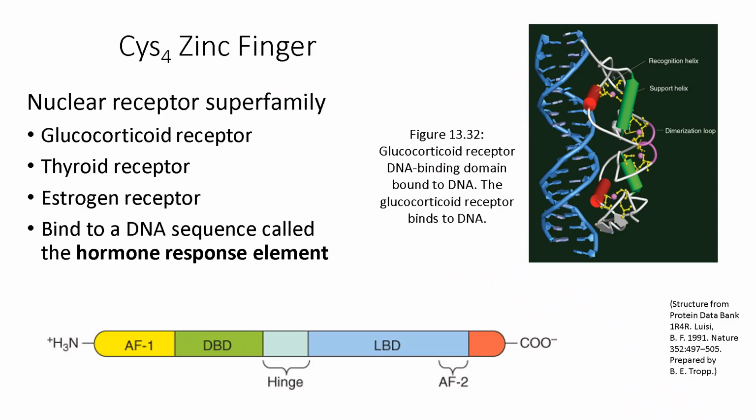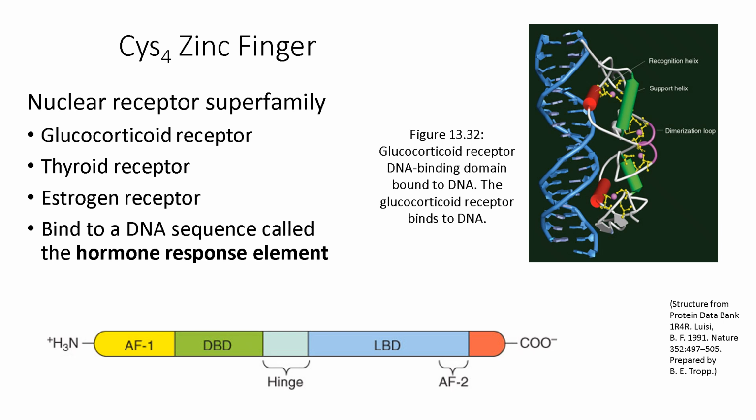Found in the nuclear receptor superfamily, the CY4 zinc finger motif is a hallmark of transcription factors like the glucocorticoid, thyroid, and estrogen receptors. These proteins bind to DNA at hormone response elements, HREs, and play major roles in hormone-responsive gene regulation.